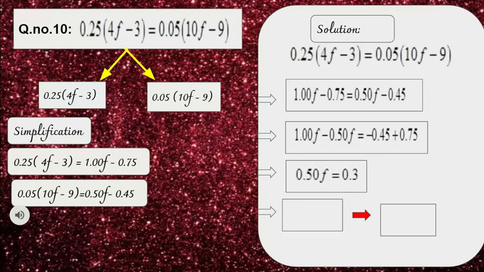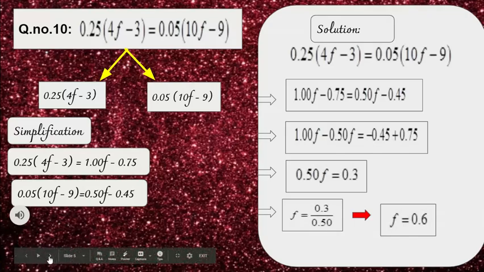Now therefore f is equal to 0.3 upon 0.5. Otherwise you can put 0.30 upon 0.50. Then the answer you will get is f is equal to 0.6. So the value of f is 0.6.